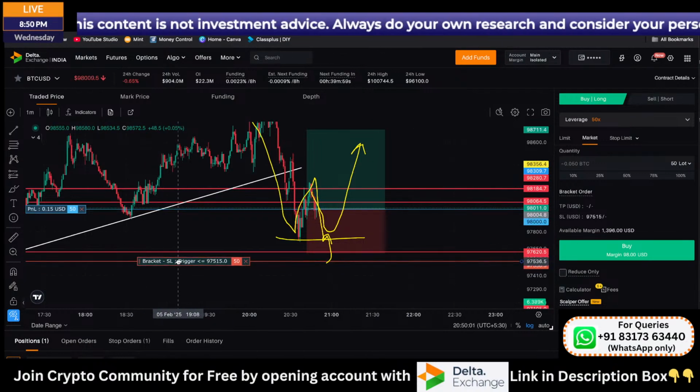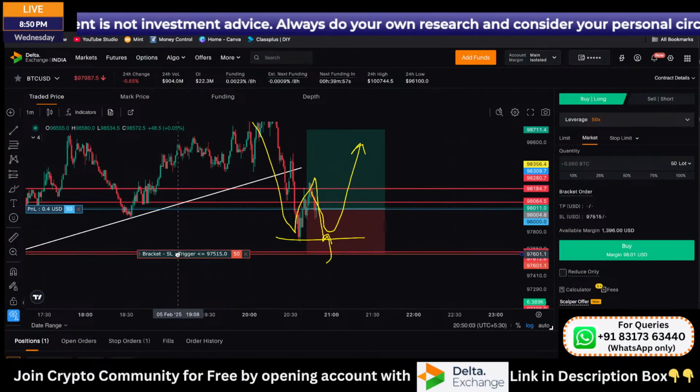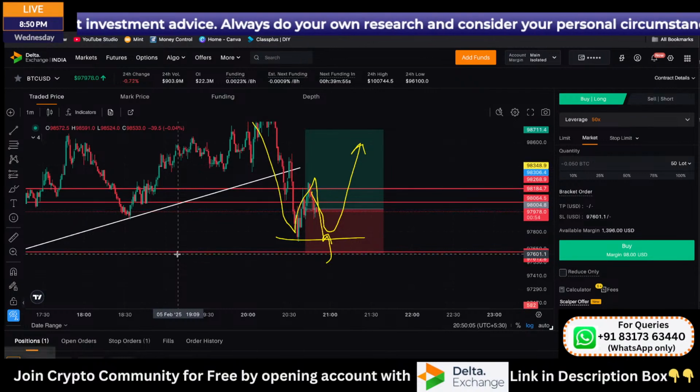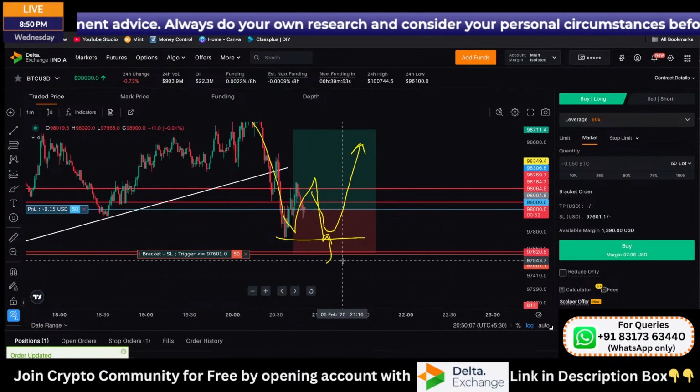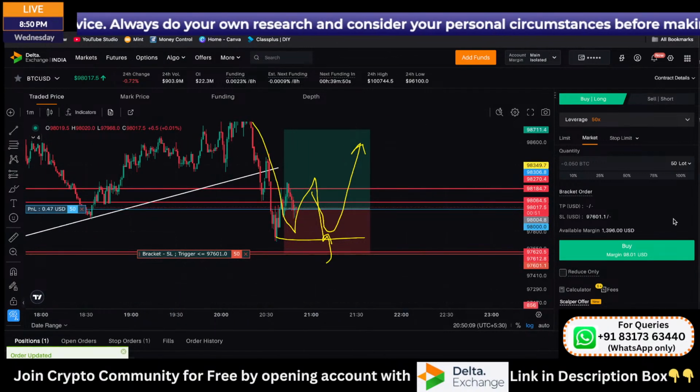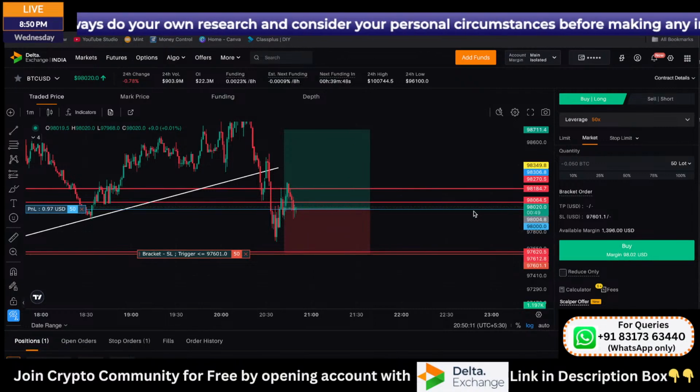So trail my stop loss a bit. Okay. If you want, even you guys can trail your stop loss. Let it go a little more higher, then I will trail.